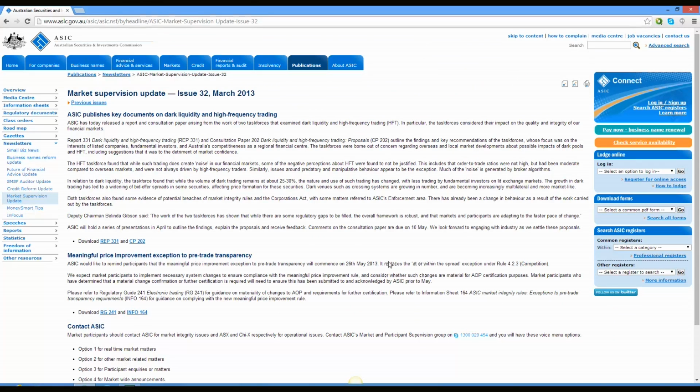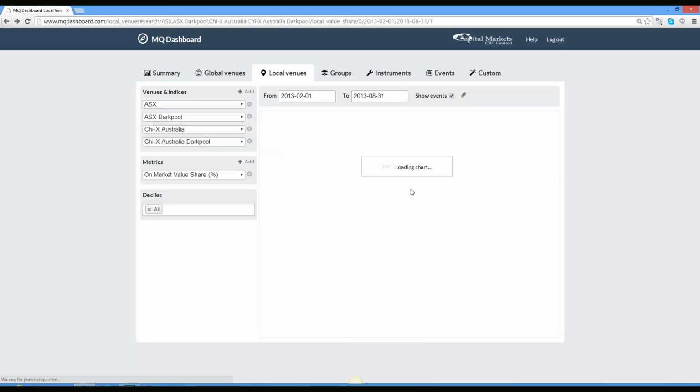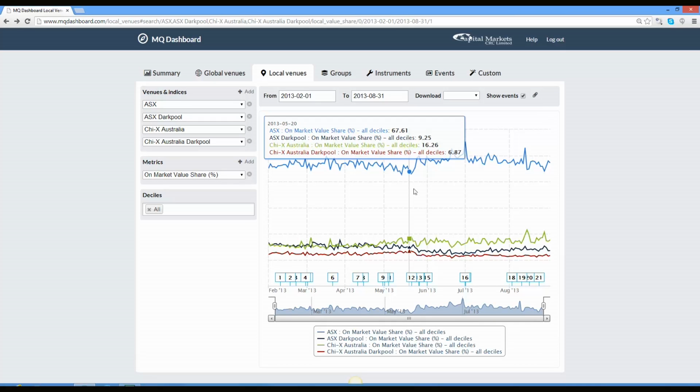Ticking on Event Box 13 takes us to a more detailed description of the rule change. Moving back to the on-market volume share metric, note the instantaneous drop in the ASX dark pool market share, coincident with a rise in the lit ASX market share. Indeed, it is apparent that these changes started occurring in the week before the rule became mandatory. One suspects to ensure no inadvertent contravention of the rule.